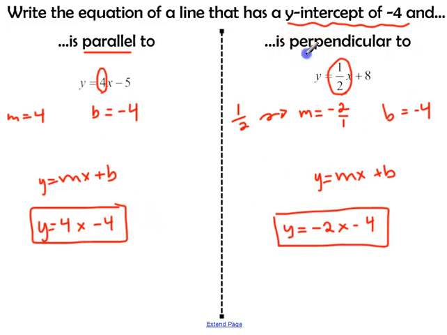For perpendicular, you want to think opposite reciprocal. So take the slope, that 1/2 becomes a slope of negative 2 over 1. And then the y-intercept, of course, is negative 4. So then with the slope and the y-intercept, we substitute into slope-intercept form and get y equals negative 2x minus 4.